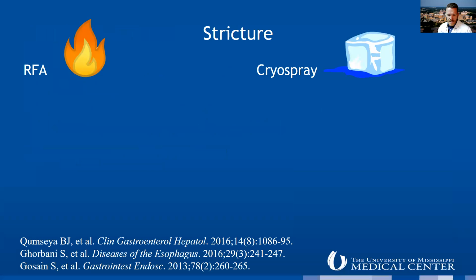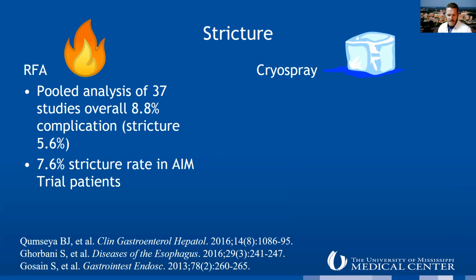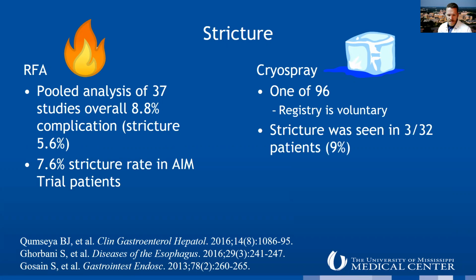So that's the story on efficacy. Let's look at some of the other aspects of the two modalities that come up in conversation with patients and providers. One is stricture. For RFA, there's a meta-analysis that had a pooled stricture rate of 5%. There's the AIM trial that we talked about earlier, where they had a 7.6% stricture rate. For cryospray, there's the voluntary cryospray registry, where there was only one stricture of 96 patients.